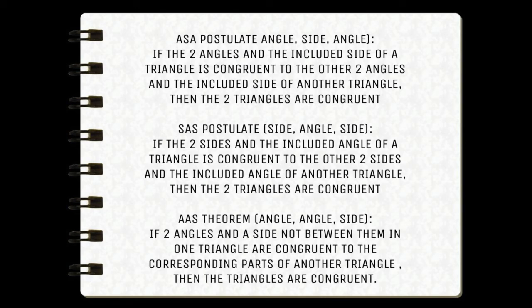SAS postulate: if two sides and the included angle of a triangle are congruent to two sides and the included angle of another triangle, then the two triangles are congruent. AAS theorem: if two angles and a side not between them in one triangle are congruent to the corresponding parts of another triangle, then the triangles are congruent.